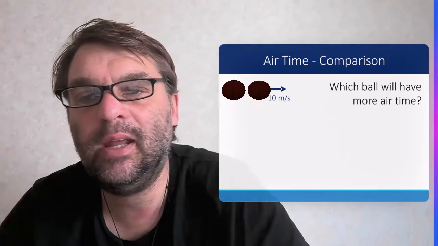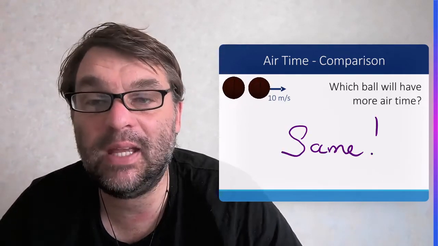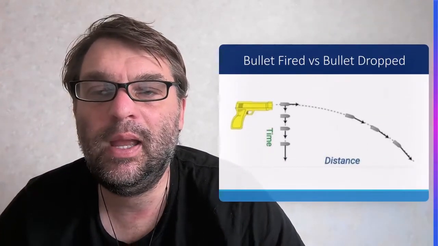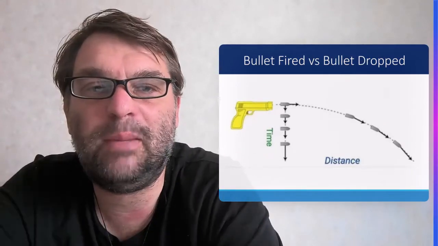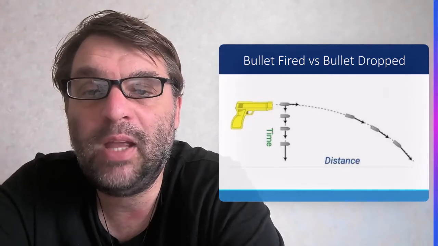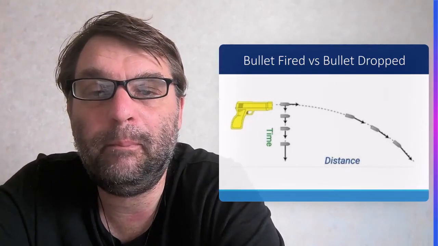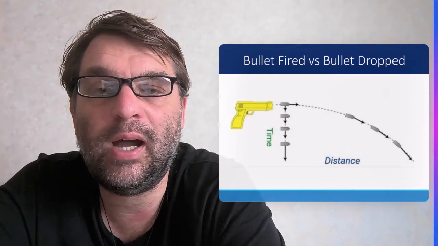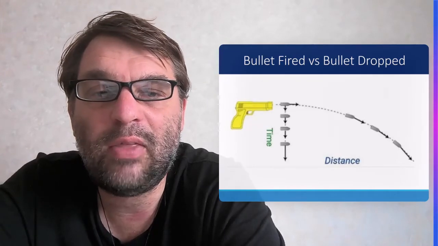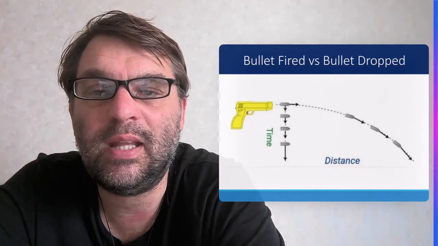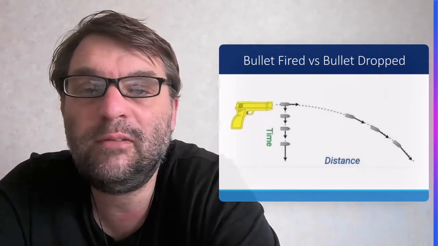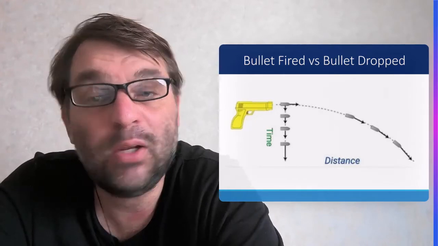Okay, so you should have worked out that they should actually have the same air time. They should be in the air for exactly the same time. An experiment that illustrates this is the bullet fired versus bullet dropped experiment. Essentially you have a pistol and you drop a bullet, and at the same time you are shooting a bullet at a constant velocity, and you can determine that the time the bullet is in the air is identical for both cases. Seems counterintuitive, but when you look at the physics, it all makes sense.